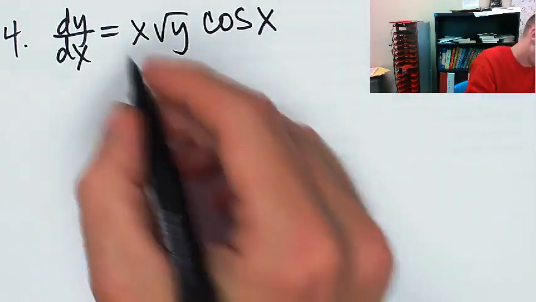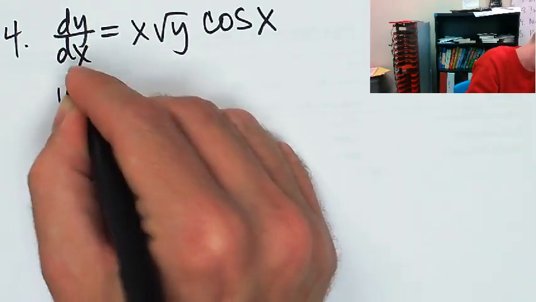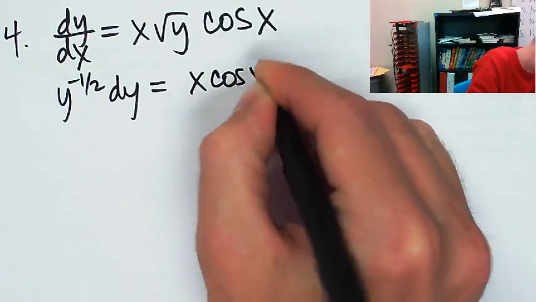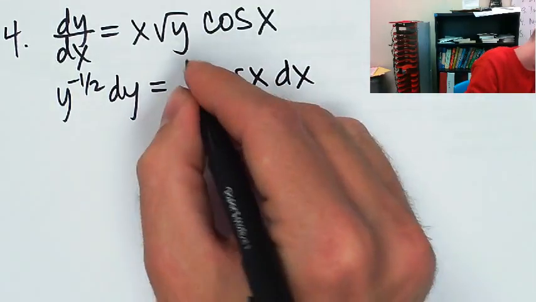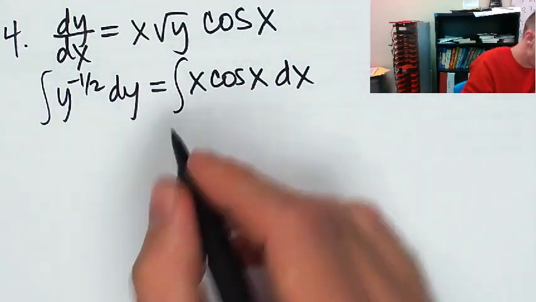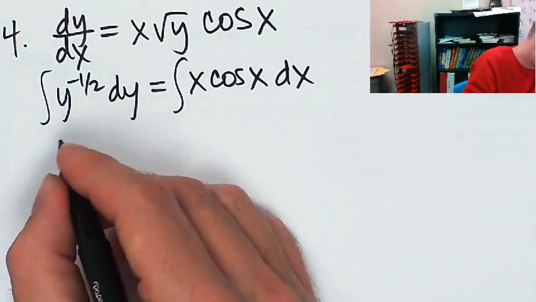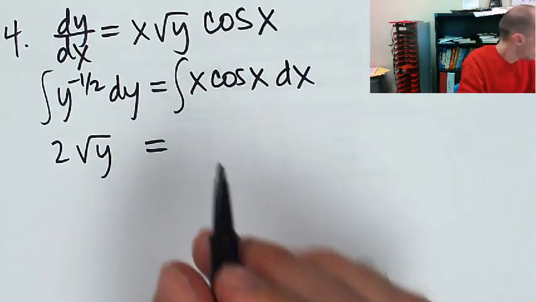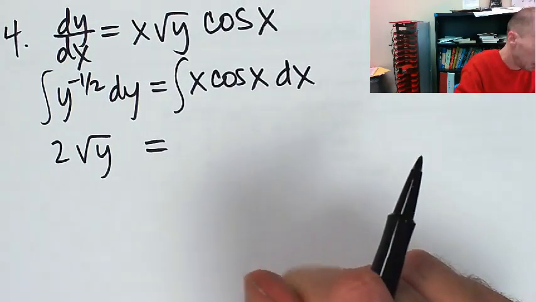Okay. And then I will separate my variables. y to the negative 1/2 dy equals x cosine x dx. We're going to take the antiderivative of both of these. I'm going to add 1 to the power and divide by the new power. All right, x cosine x.